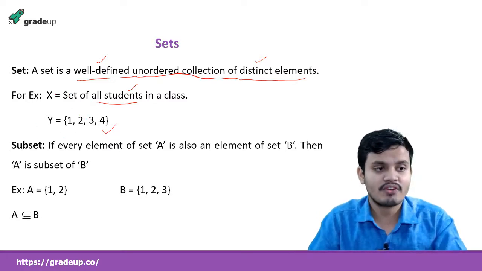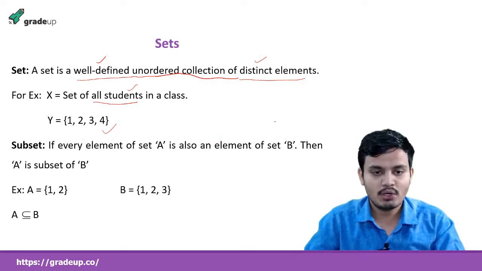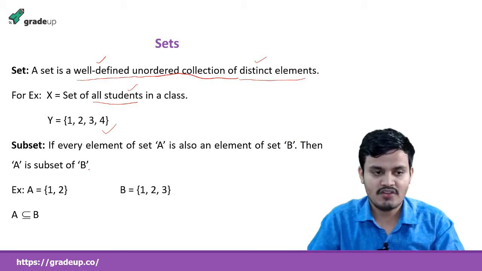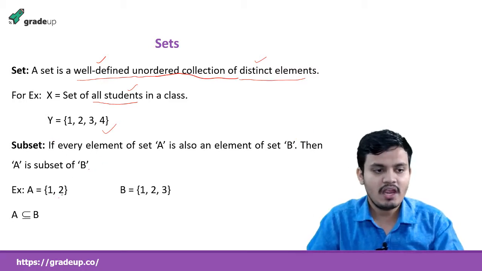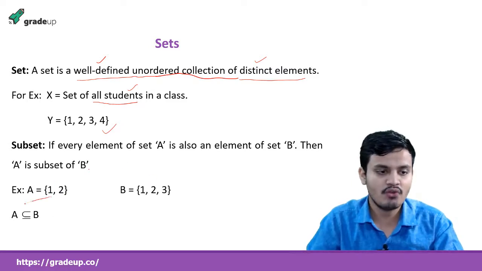What is a subset of a set? If every element of set A is also an element of set B, then A is a subset of B. That is the definition. For example, A is equal to {1, 2} and B is equal to {1, 2, 3}. Then every element of A is also an element of B. That is why A is a subset of B.